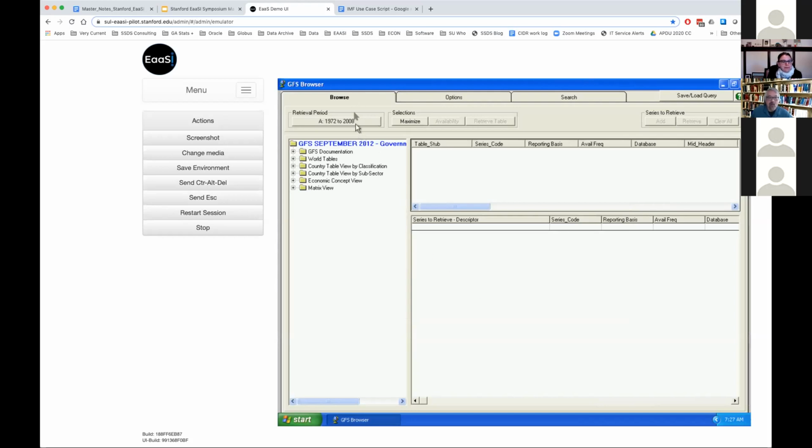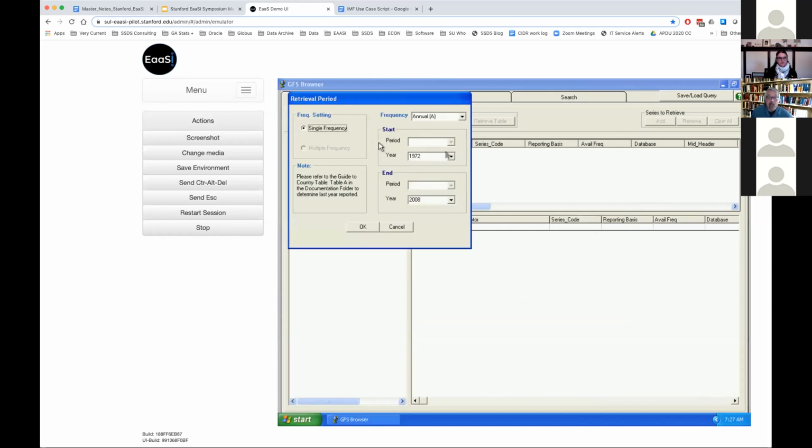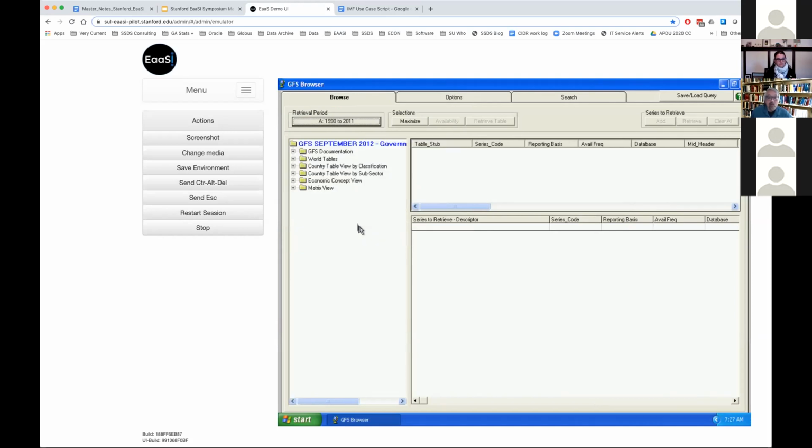The first thing that you will often do is define the retrieval period that you want to use to do your search. In this case, because this is the 2012 version of the IMF CD-ROM, and I know that that particular CD-ROM only has data from about 1990 to around 2011 or so, I'm going to go ahead and constrain the retrieval period to those years.